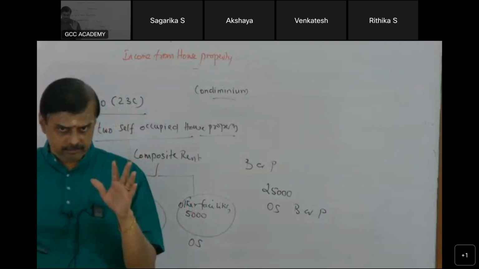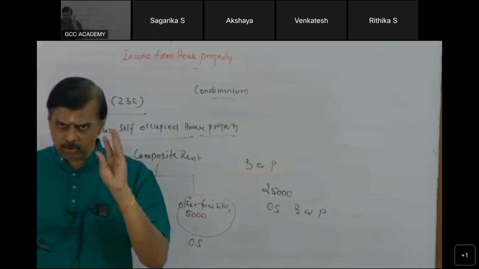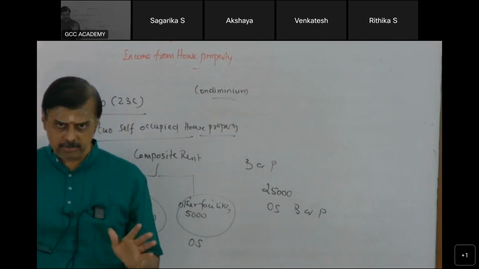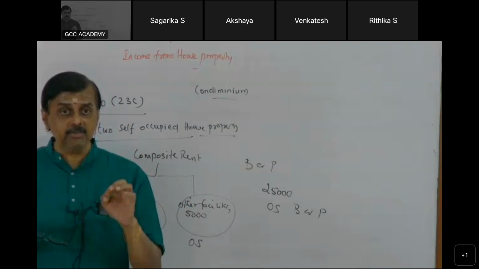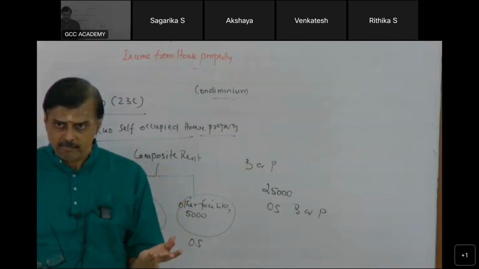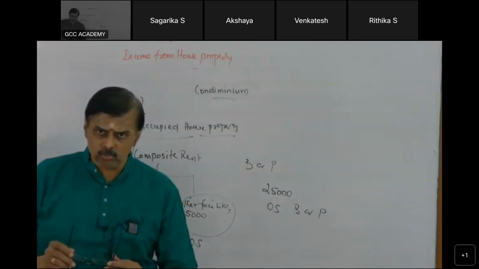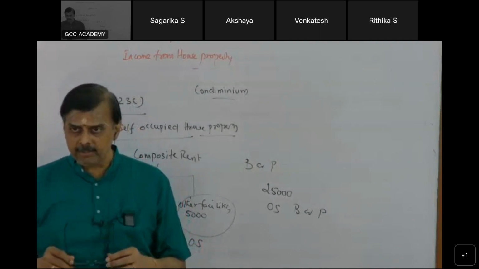Illegal income or concept. Illegal income is taxable. What is illegal income? You are going to carry out an activity which is illegal and you are going to generate income out of it. Extortion, we will say.